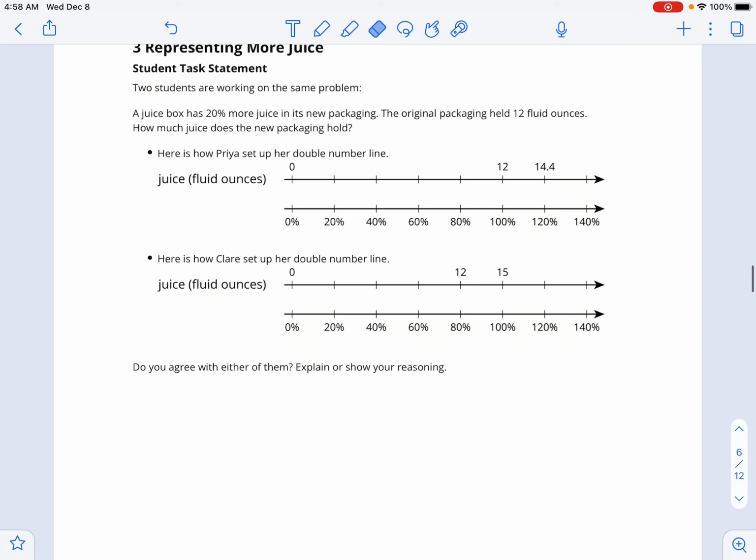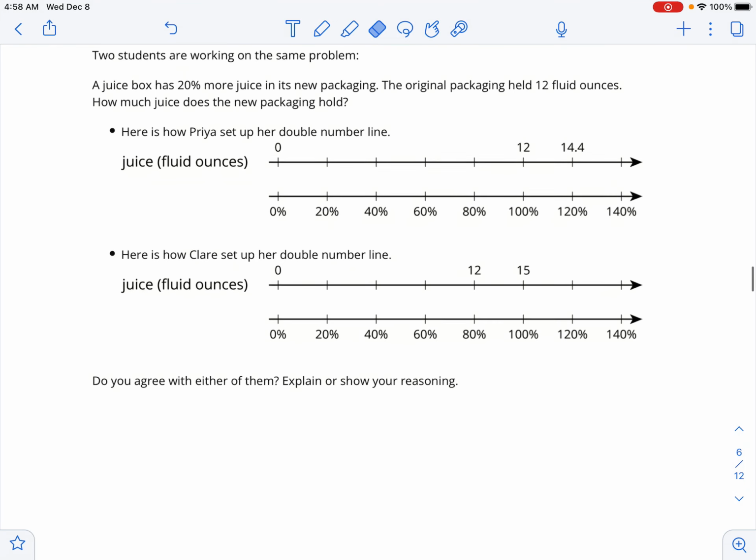Task 3. 2 students are working on the same problem. A box has 20% more juice in its new packaging. The original packaging held 12 fluid ounces. How much juice does the new packaging hold? So I know that the original juice had 12 fluid ounces, which means that 12 fluid ounces should be 100%. And I'm just going to make that note right off the bat.